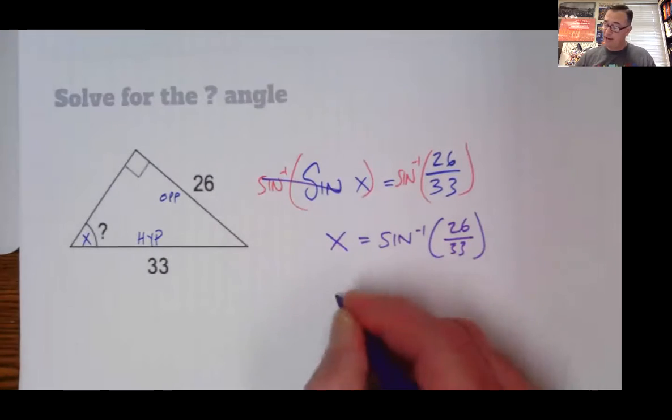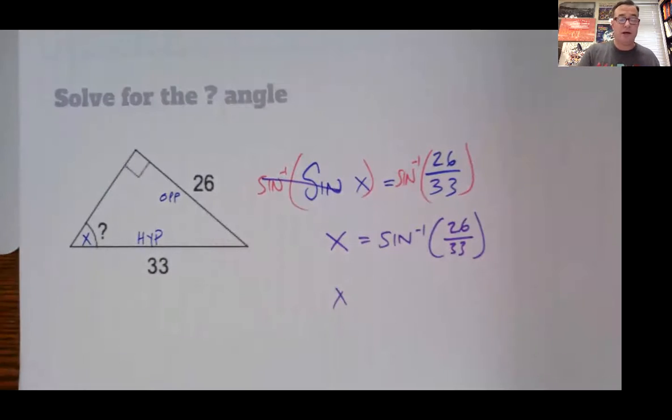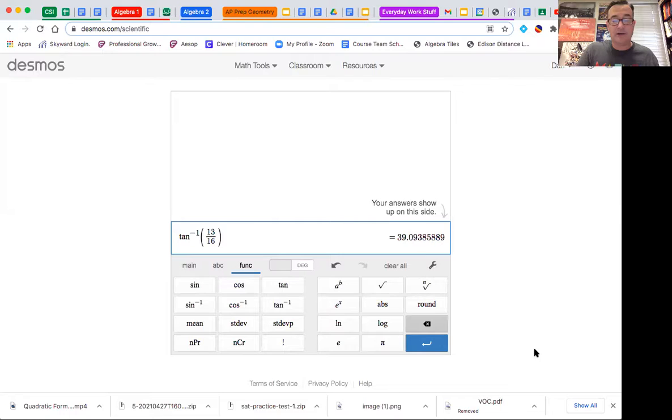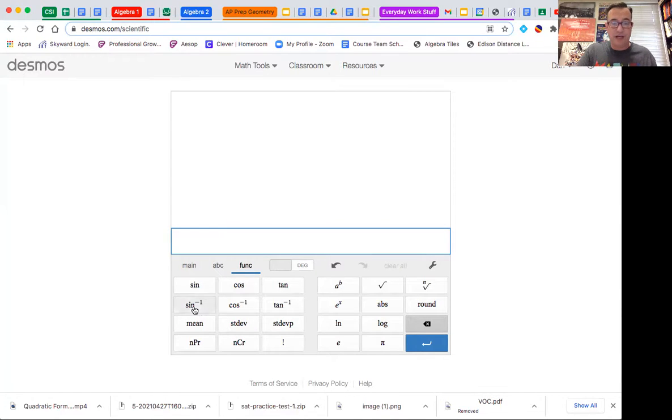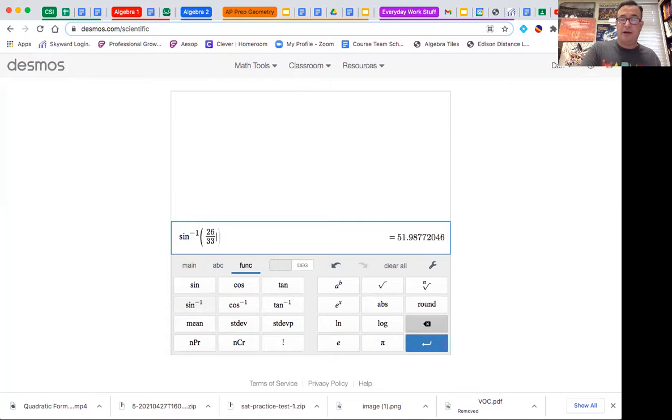Again, I'm going to take us back to the other page so that we can look at the calculator version of this. I'm going to clear everything out and start from scratch. We have the inverse sine of 26 over 33, and that is going to give us 51.987 or 51.99 degrees. Now, guys, I know that that rounds real close to 52.